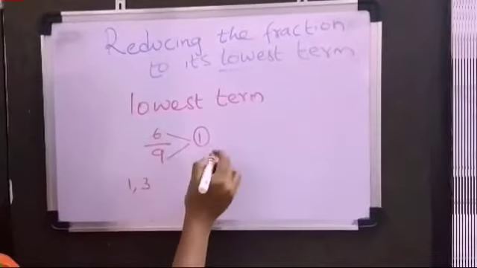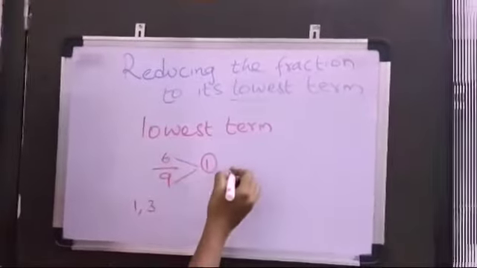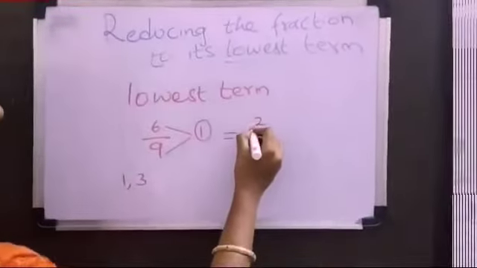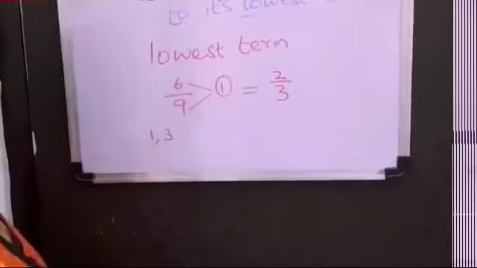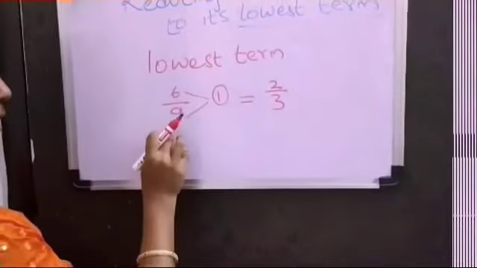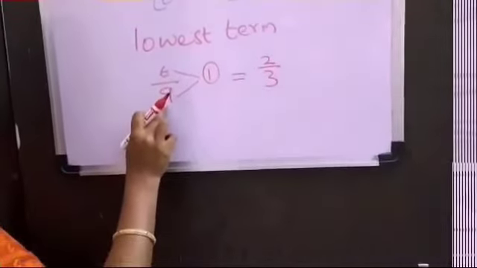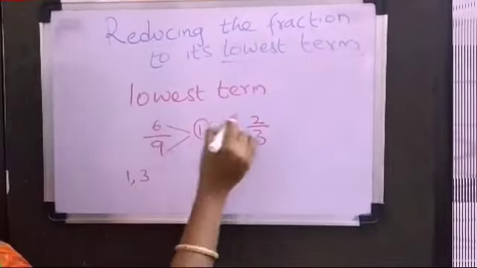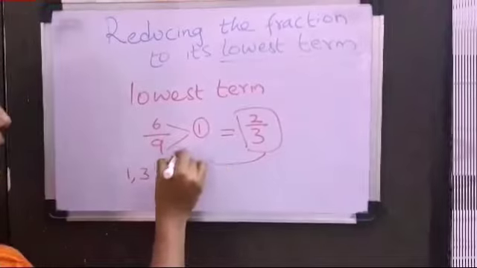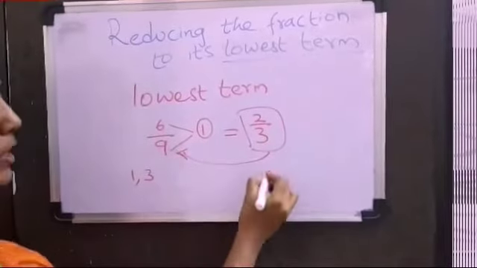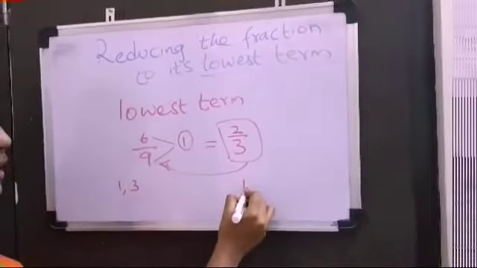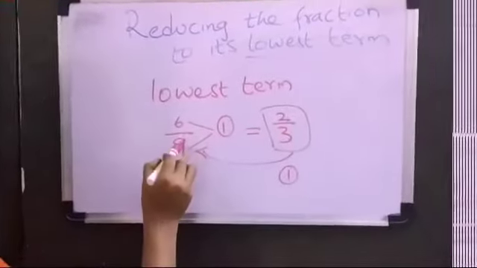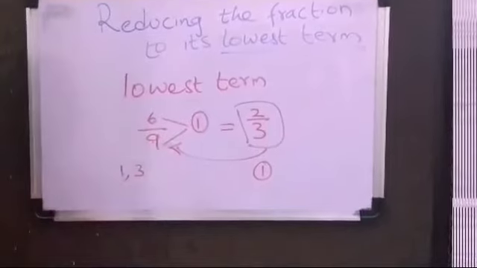Now what we will do is, I'll change this fraction into one more fraction, which is also an equivalent fraction of this 6 by 9, but this is the lowest term of 6 by 9. How? What is the common factor of 2 and 3? It is only 1. So this is called the lowest term of this fraction.